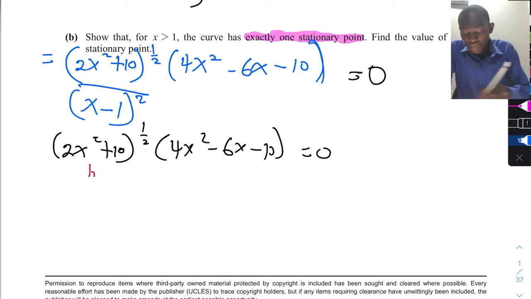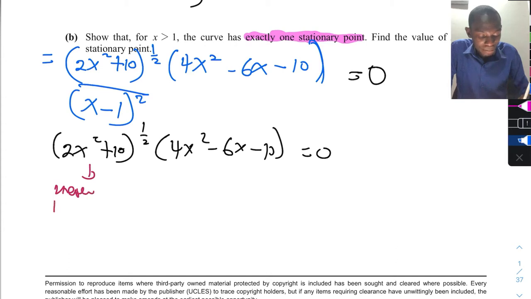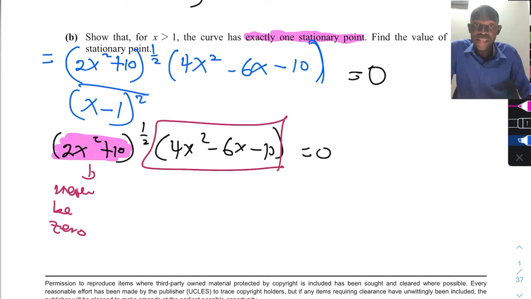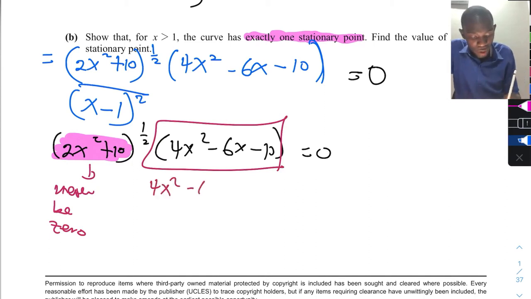Now check this out. This part can never be 0. And I'm going to tell you why. Because listen, the x is a square number. That means that it's always going to be positive. Even if x is negative or positive, that value is going to be positive. So if you have a positive number here and you add that to 10, it's still positive, and the square root of a positive is not 0. So there's no way that this part is going to be 0. Never. So that means that it is only this portion that can be 0. So we can equate 4x squared minus 6x minus 10 to 0.